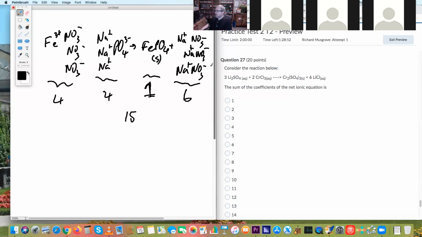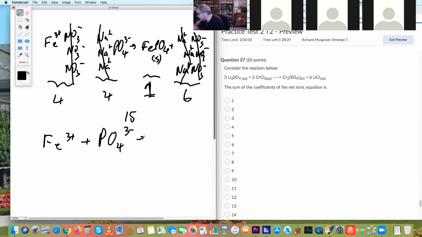But the concept is that if you've got 2 of the same things on each side, then they can cancel out. And you can see here we've got 3 NO3 negatives, and we've got 3 NO3 negatives over here. 3 Na pluses and 3 Na pluses, those can cancel. All we're left with is Fe3 plus PO4 3 minus gives FePO4 solid. And the sum of coefficients would be 1 and 1 and 1 is 3.